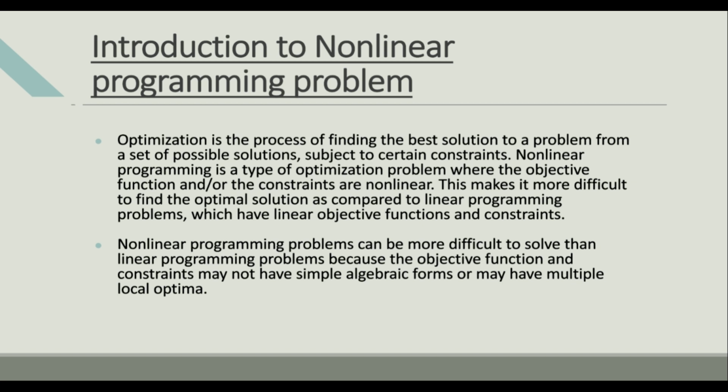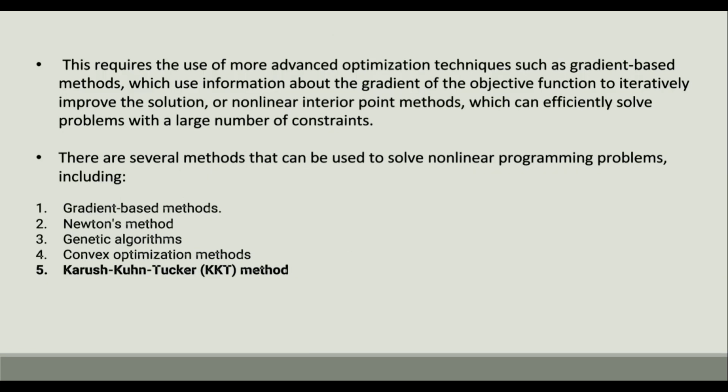Nonlinear programming problems can be more difficult to solve than linear programming problems because the objective function and constraints may not have a simple algebraic form or may have multiple local optima. This requires the use of more advanced optimization techniques. There are many methods to solve nonlinear programming problems, including gradient based methods, Newton's method, genetic algorithms, convex optimization methods, and the Karush-Kuhn-Tucker method, or KKT method. These are not the only methods, there are several more.